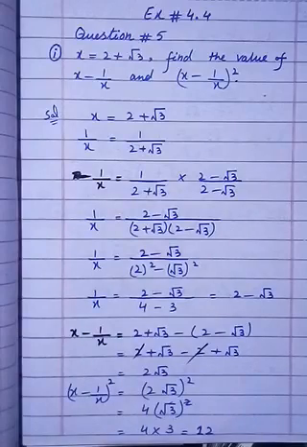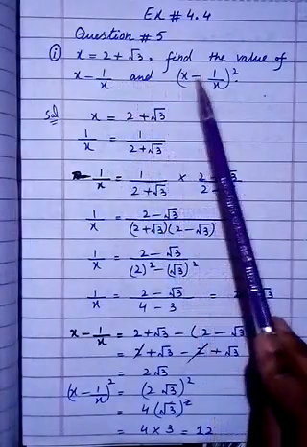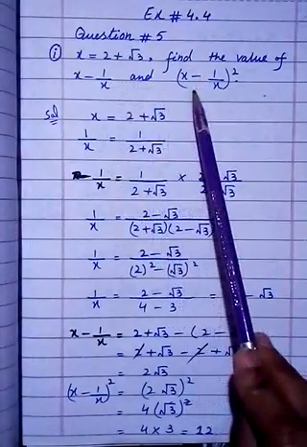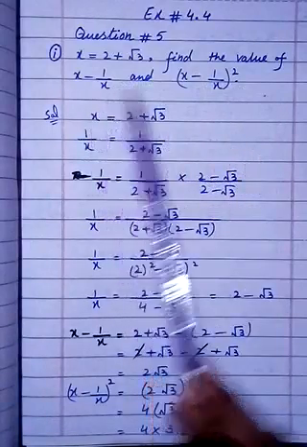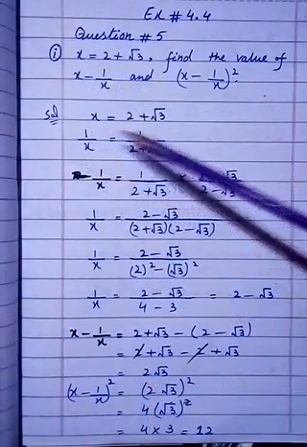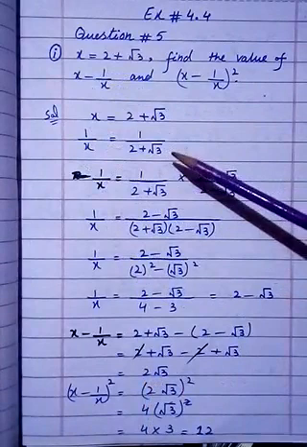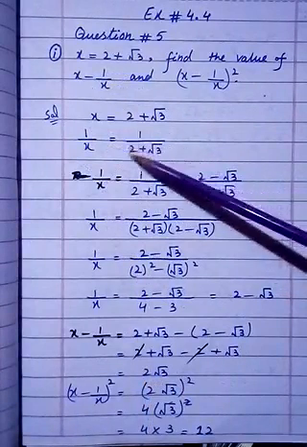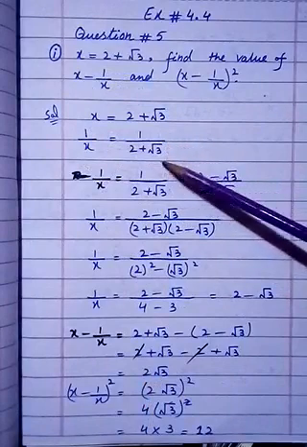Next we will start exercise 4.4, question number 5. Now x is given here, x equals 2 plus under root 3. Find the value of x minus 1 by x and x minus 1 by x whole square. First of all you have to find 1 by x. 1 by x means 1 by, put the value of x, so 1 by 2 plus under root 3. Now check that in the denominator there is a surd term. Surd term means the denominator which is having under root.